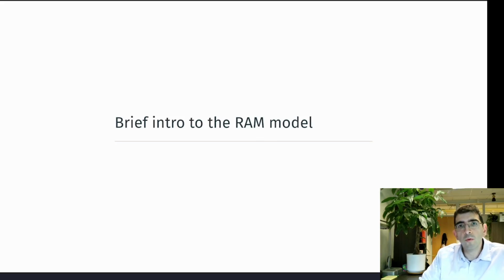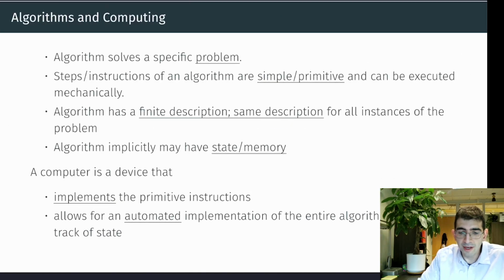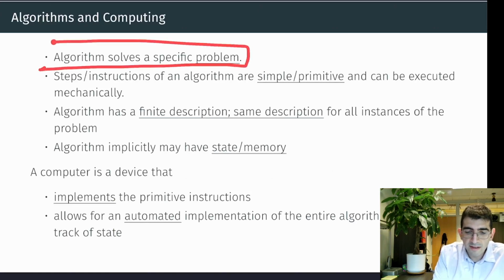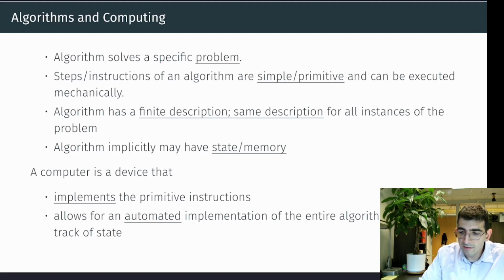Okay, so we are going to begin our discussion of algorithms with discussing how we compare algorithms. So, starting off, an algorithm is simply a series of steps that solve a specific problem. Each step is what we assume to be simple or primitive. That is the smallest sort of bit an algorithm can be.